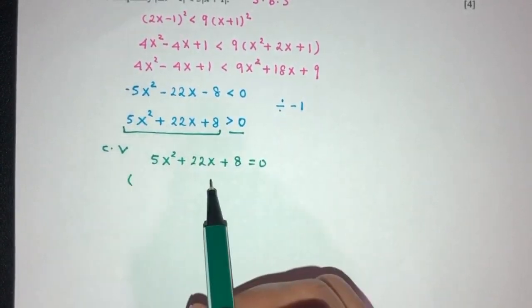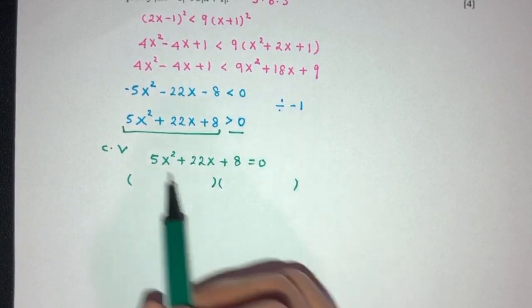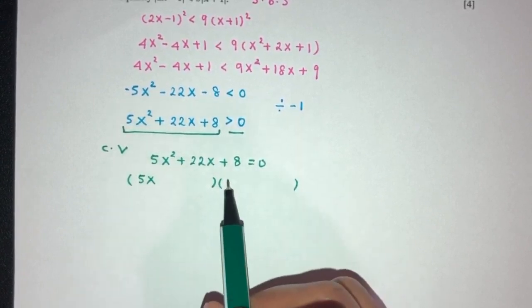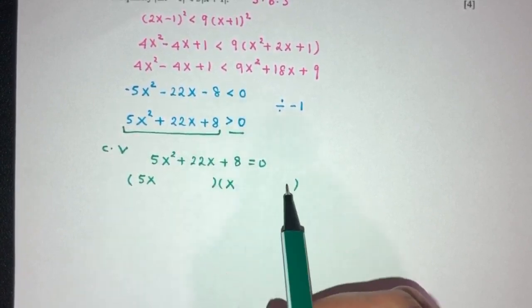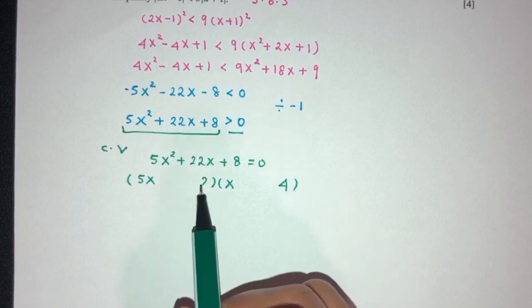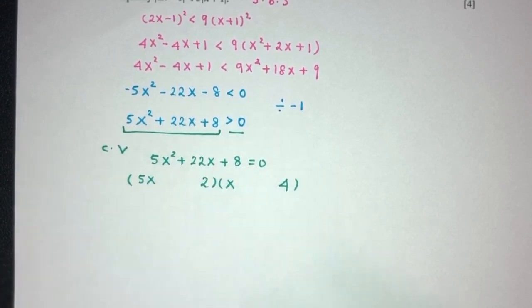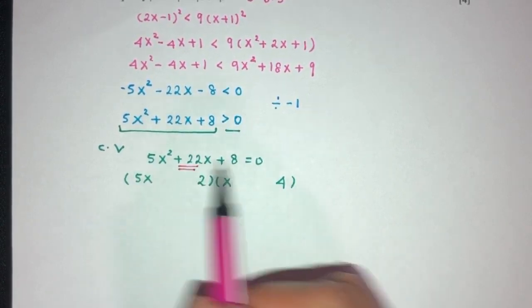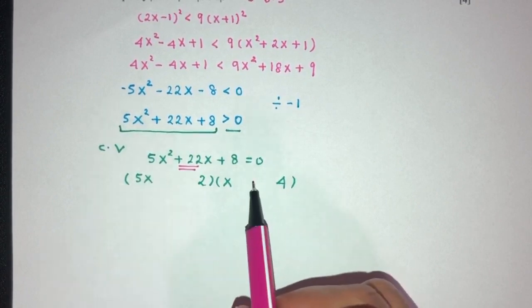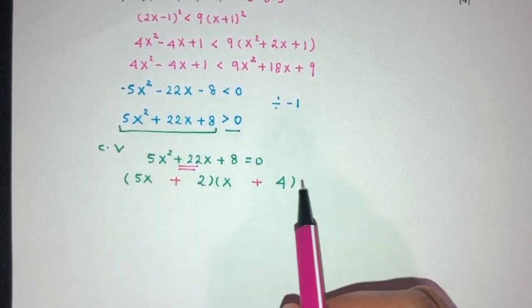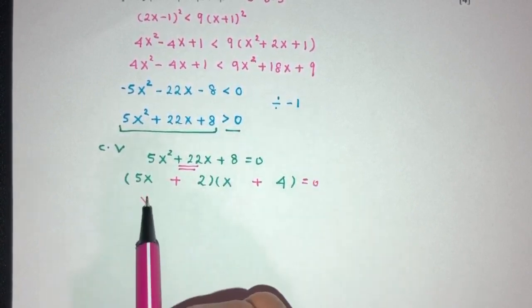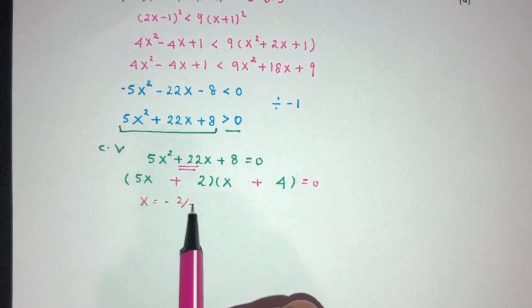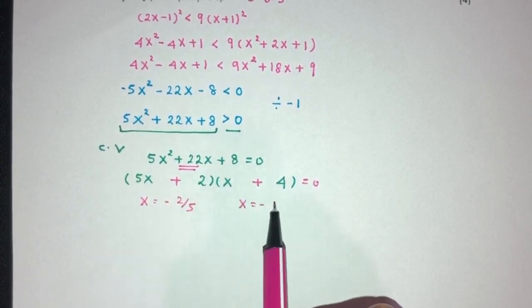Now we factorize, or you can use your formula if you want to. That will be 5x times x. 8 is 4 times 2, so 4 is here, and 2 is here. Now, how do I know this? Again, it is by experience. You can try one by one, take your time. I need to get plus 22. They have to be plus 20 and plus 2. That will be plus 22. x will be the value of minus 2 over 5. x will be minus 4.